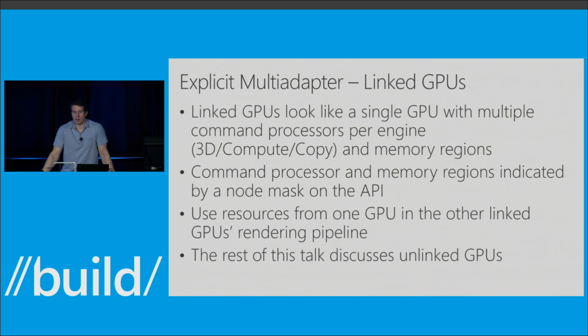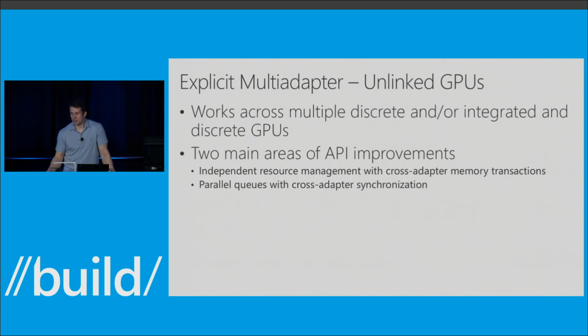So again, API-wise, linked GPUs look like a single GPU, but we enumerate more and more engines that are possible to target. And it's a much more seamless experience with resources. But let's move on to the more general case. This is really interesting in terms of unlinked GPUs. These are two completely unrelated GPUs. Again, it could be Intel integrated, NVIDIA discrete. It could be AMD discrete and Intel integrated, or AMD integrated as well.